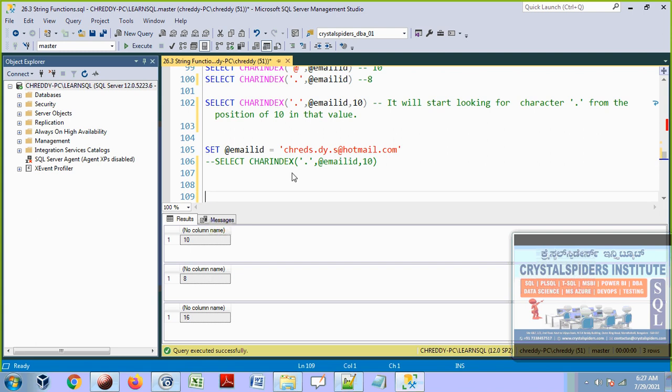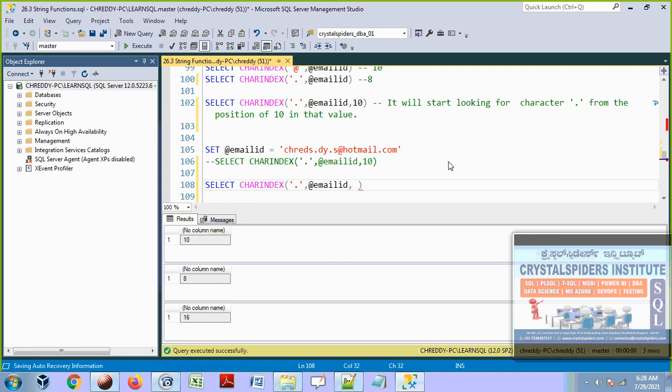Guys, you see that? Instead of specifying 10, I am going to get the position of the @ symbol directly. How do we get the position of the @ symbol? See this, guys, CHARINDEX. Now I am looking for the dot symbol in the @email ID variable, from the position of the @ symbol. The @ symbol is in the 12th position, so I don't want to define a static value here. I don't want to put a 10 or 12.